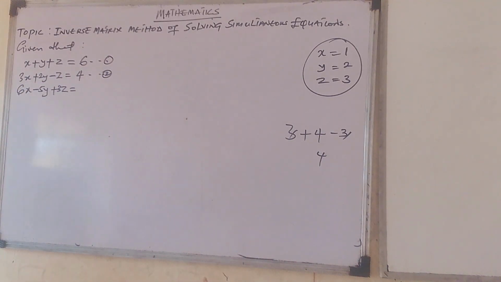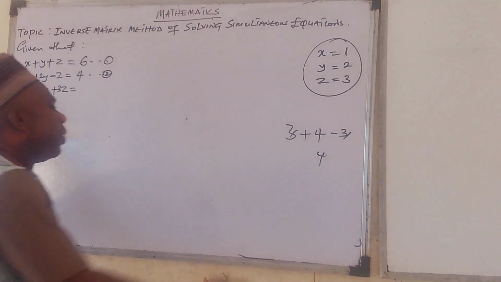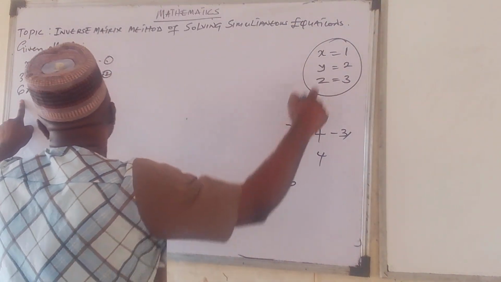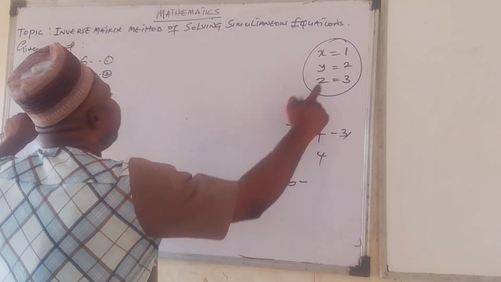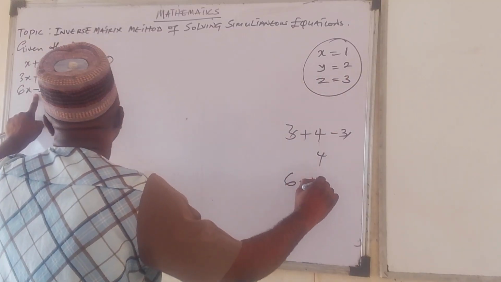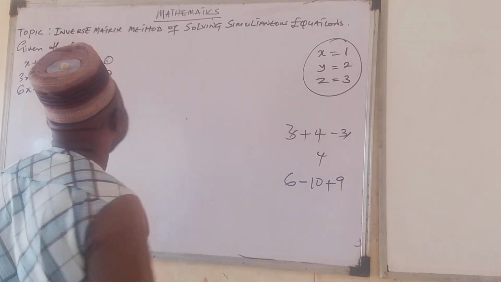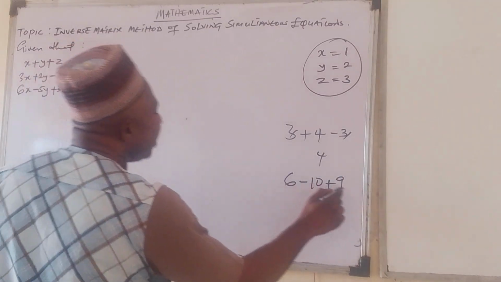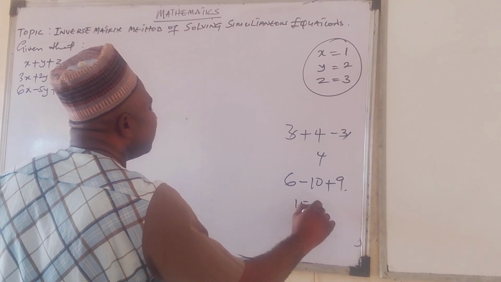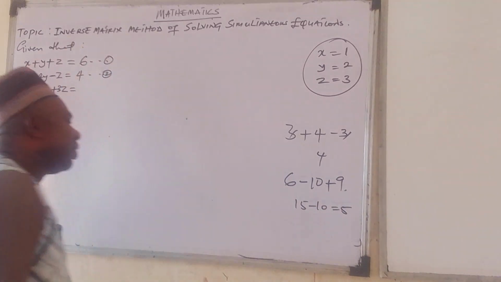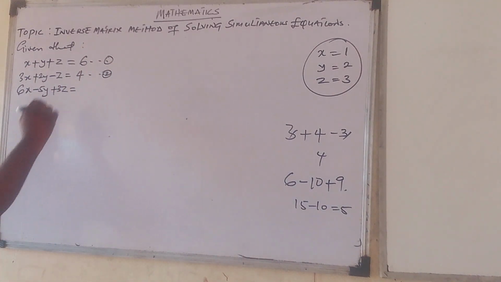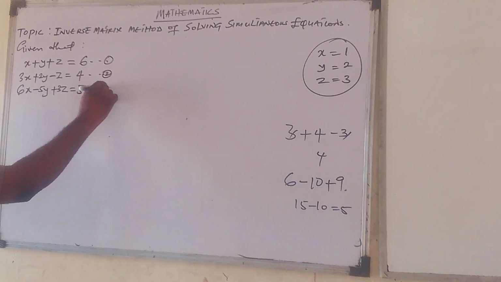Now equation 3, let's look at 6x minus 5y plus 3z. Yes, let's see what this will give us. 6x, that's 6 times 1, which is 6. Minus 5 times 2 is 10. Then here we have plus 3 times 3 is 9. So 6 plus 9 is 15. And 15 minus 10 is equal to 5. So here we have 5, equation 3.